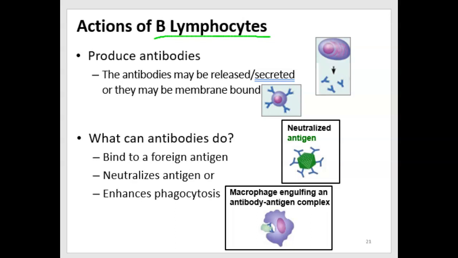Now, what do these antibodies do once they bind? They do bind to these foreign antigens. What can they do? They can neutralize an antigen, which is really helpful if it's a toxic molecule, or they can tag it for destruction so that a macrophage can more easily recognize that this is a foreign substance or cell that needs to be engulfed. So that's what antibodies do.